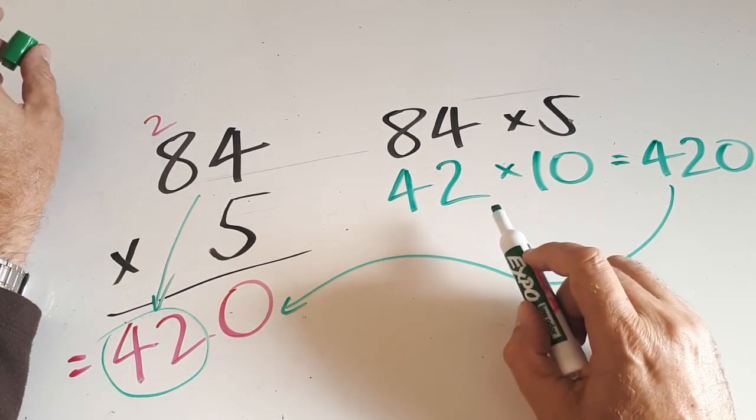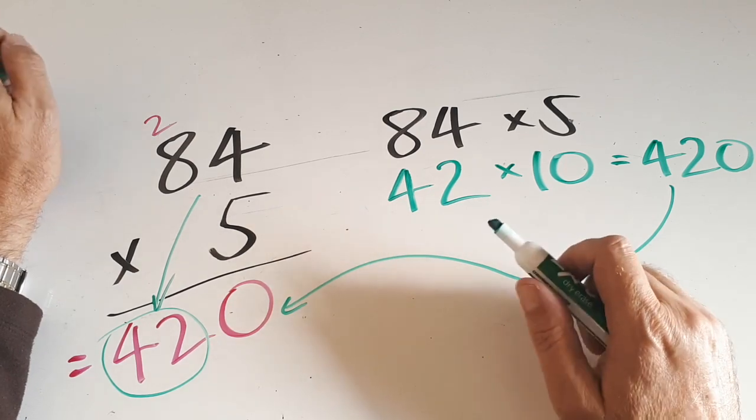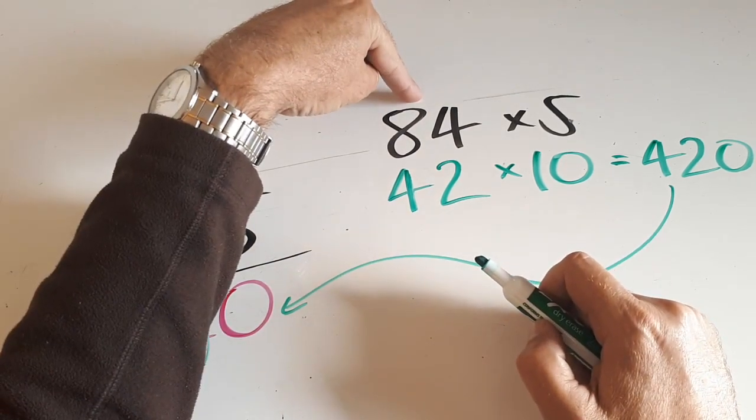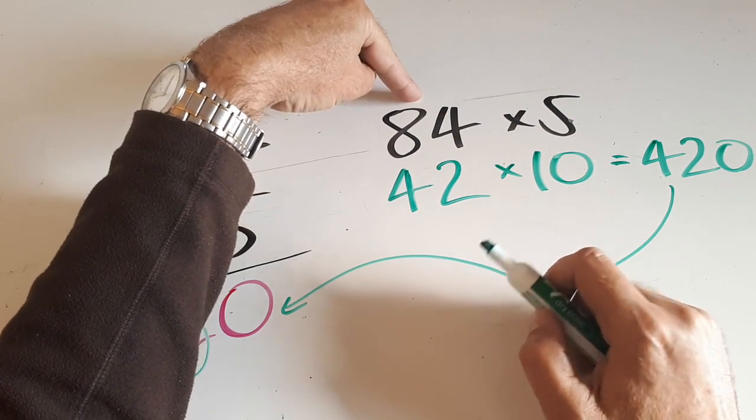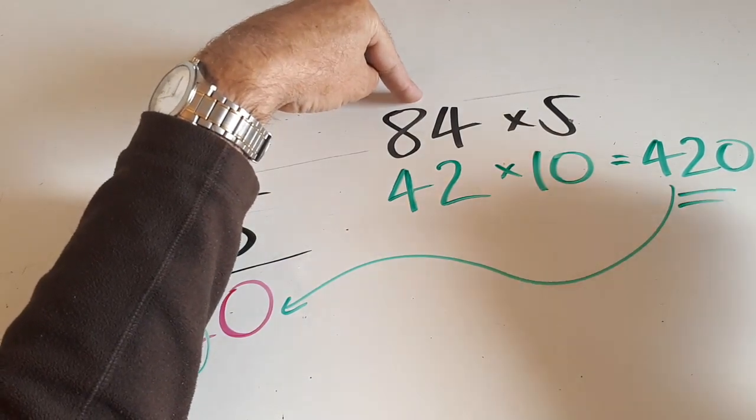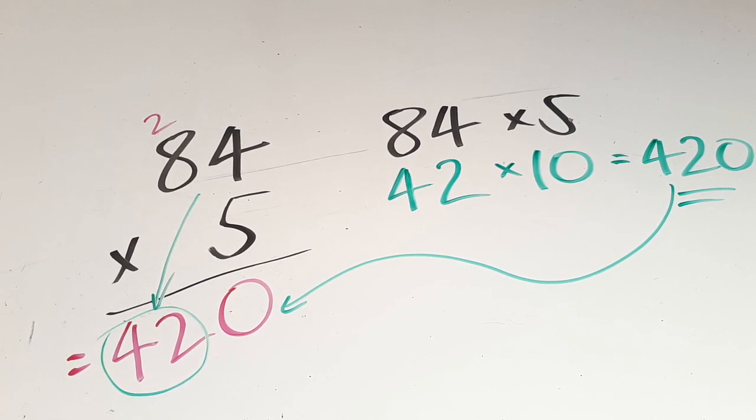How awesome is that? All I had to do in my head was think half of 84 is 42 times 10 is 420. Boom. Done. Correct answer.